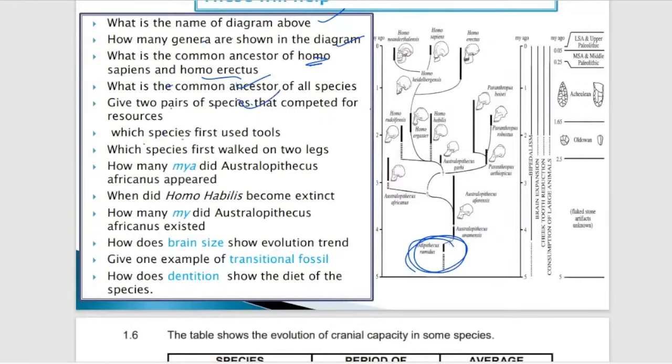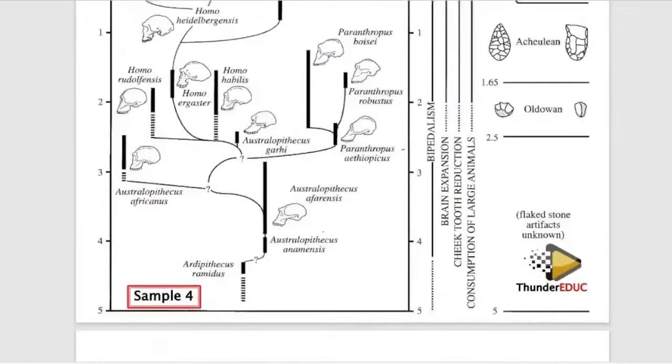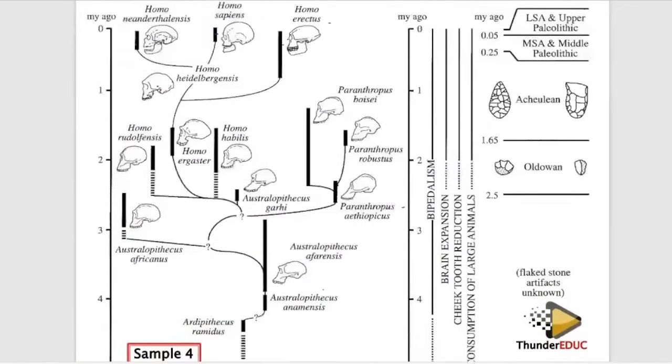Okay. Which species first used tools? Guys, this question depends on the question they have asked you. The species which first used tools is Homo habilis. But if they give you a diagram and show you where the tools are, these are the species, and the tools are here. So it's 2.5 million years ago. So which species first used tools?